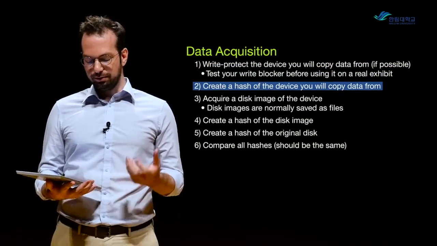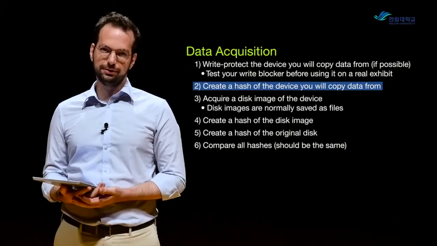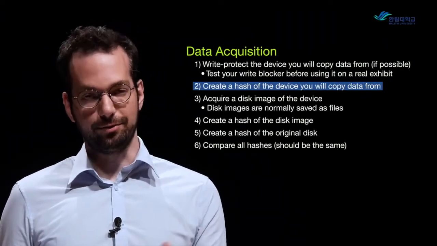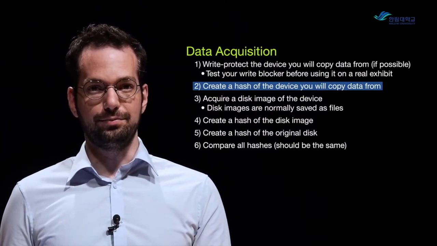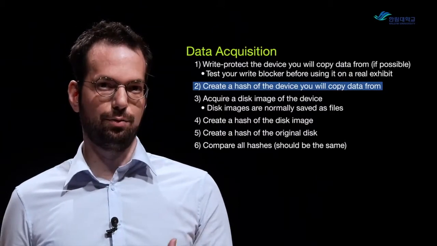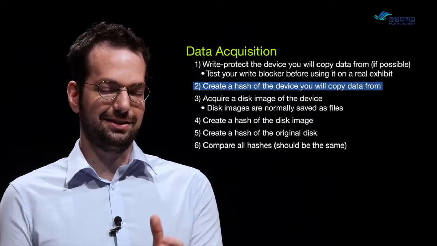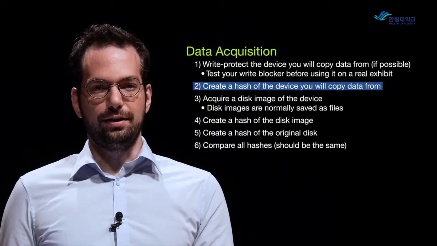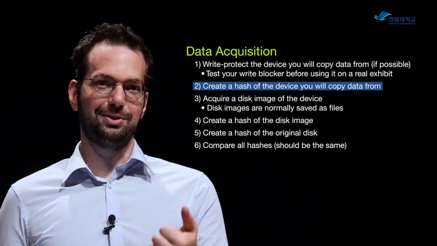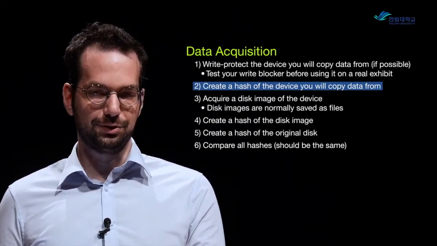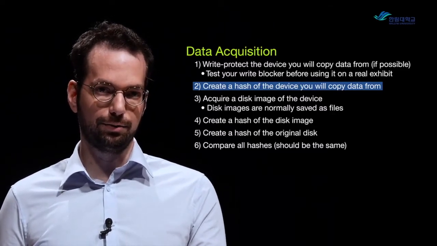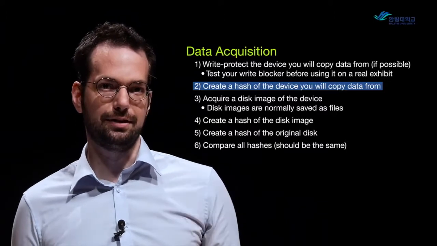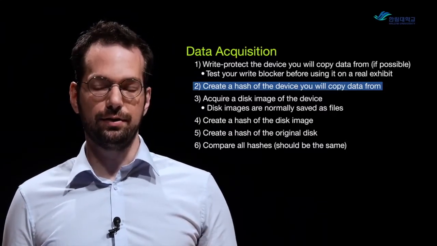we need to make sure that we create a hash of the original device. So creating a hash value for the suspect or victim's data to ensure that whenever we're working with the data, we know the state of the data before we access the data and after we access the data. So basically connect your suspect or victim's storage devices to a write blocker, either hardware or software, and then make a reference hash value, make a hash of that data so you know whether it changes or not.